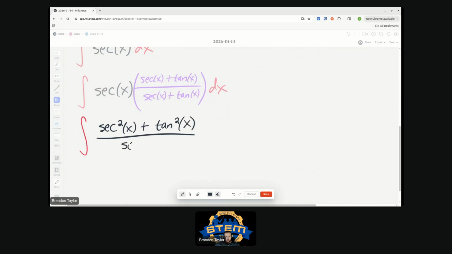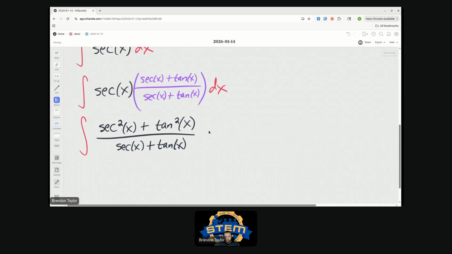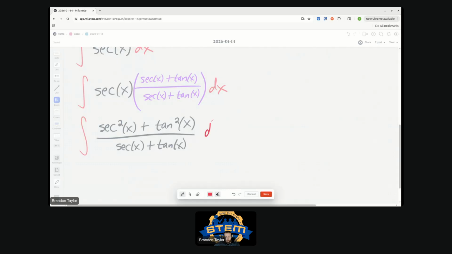over secant of x plus tangent of x, right? And now another option opens up here, actually. We can basically solve this with u substitution, where u is equal to the entire denominator, so secant of x plus tangent of x.